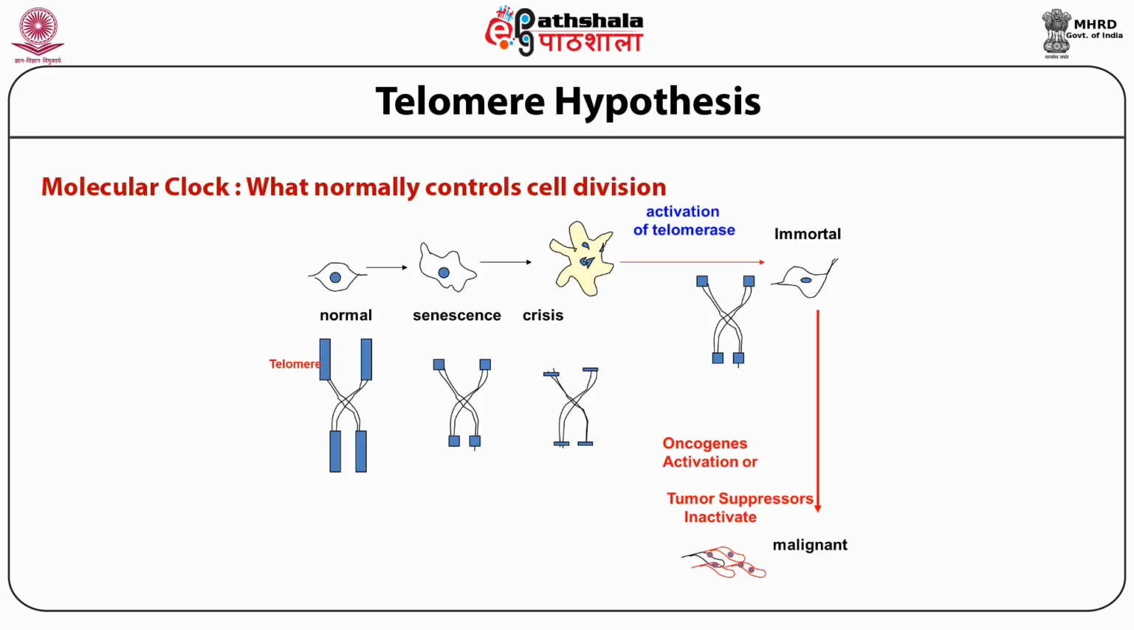However, in certain cells, crisis is accompanied by activation of an enzyme called telomerase. Telomerase in turn maintains the telomere length, and the cells keep on dividing, becoming a continuous cell line, that is, they become immortal. And further activation of an oncogene or an inactivation of a tumor suppressor gene can turn the immortal cell into a cancerous cell, which is malignant in nature and can keep on proliferating indefinitely.